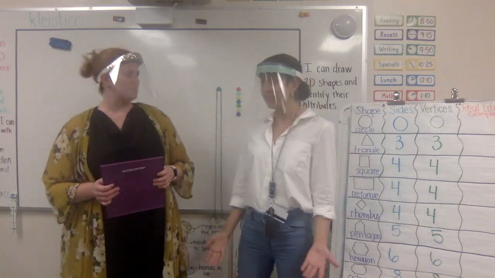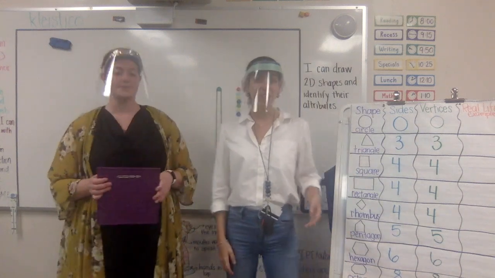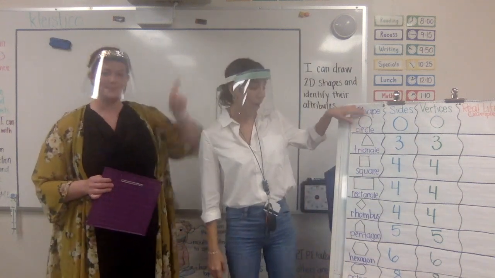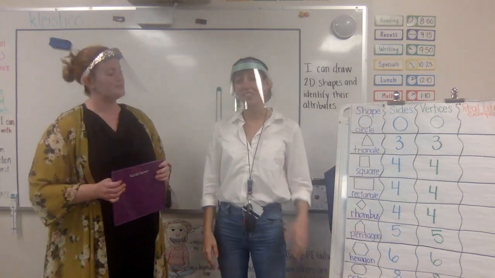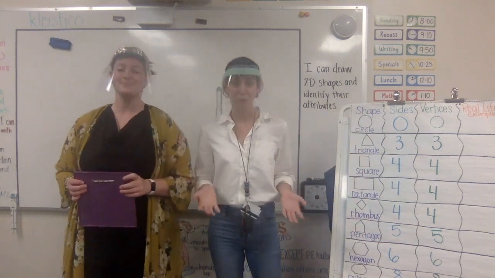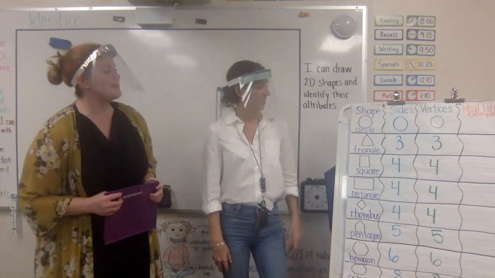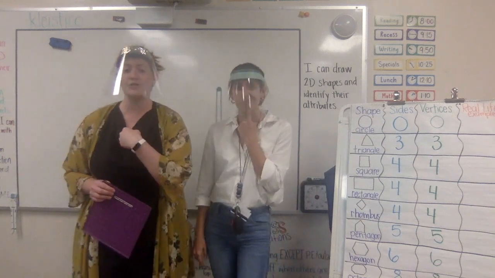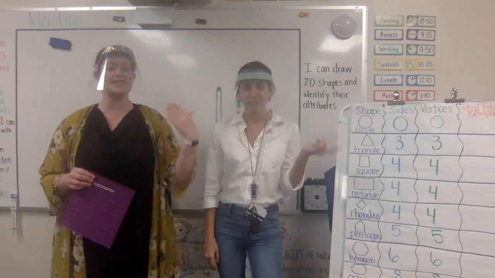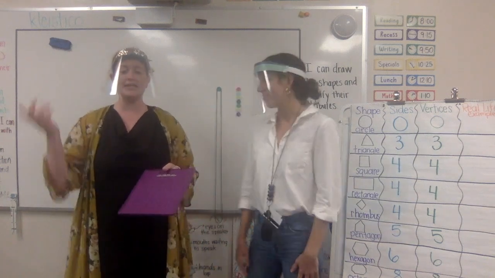Well, we're going to do the exact same thing as yesterday. We're going to start at the top of our shape chart, and we're going to work our way down to see all of the shapes that we've been practicing. Our first shape is a circle, and what I know about a circle is that it has 0 sides and 0 vertices. It's completely round.